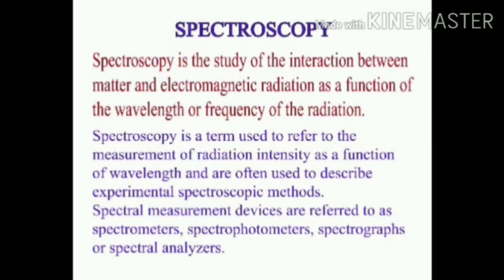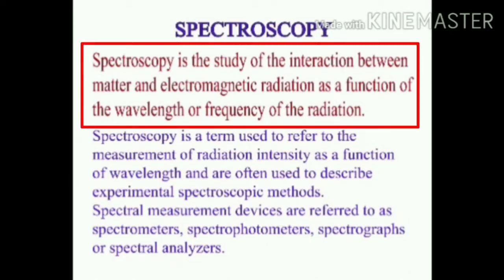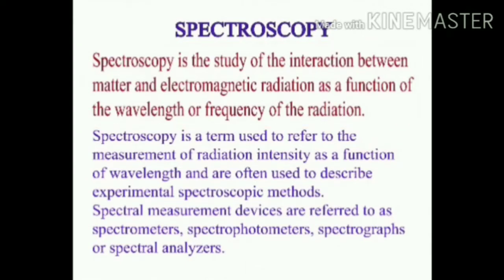So first of all, we have to know what spectroscopy is. Actually, spectroscopy is a branch of chemistry in which we study the interaction between matter and electromagnetic radiation as a function of wavelength or frequency of the radiation. So basically, it is the interaction of matter with electromagnetic radiation which we are going to study in molecular spectroscopy. Matter, as you already know, is composed of atoms and molecules, and we will study details about the electromagnetic radiation.